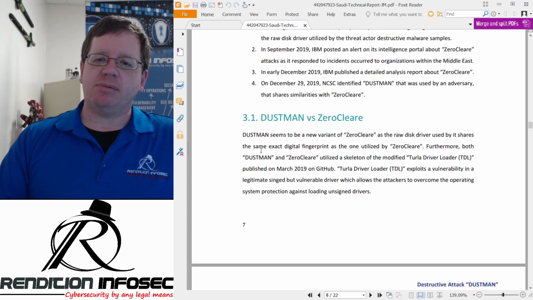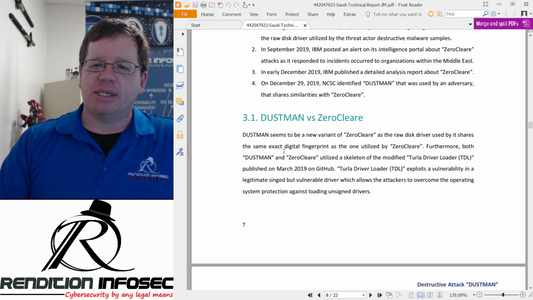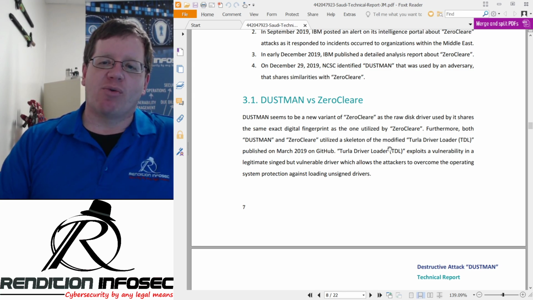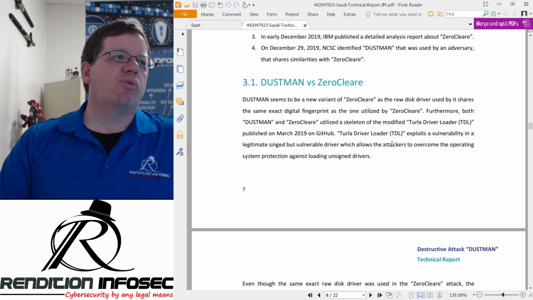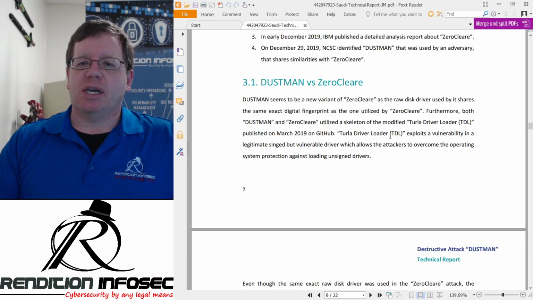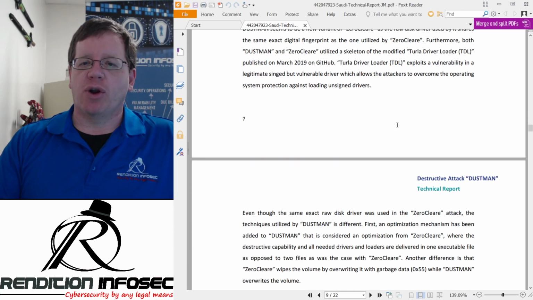So Dustman. They mention it appears to be a new variant of ZeroClear, and the same commercial raw disk driver is used. It has the same fingerprint as ZeroClear. I'm kind of in the mode that there's a lot more that ties those together once you start diving into the malware. But Dustman definitely shares fingerprints with both ZeroClear as well as other malware that uses that Turla driver loading technique of exploiting the VirtualBox disk driver. All right, so okay, rock on.